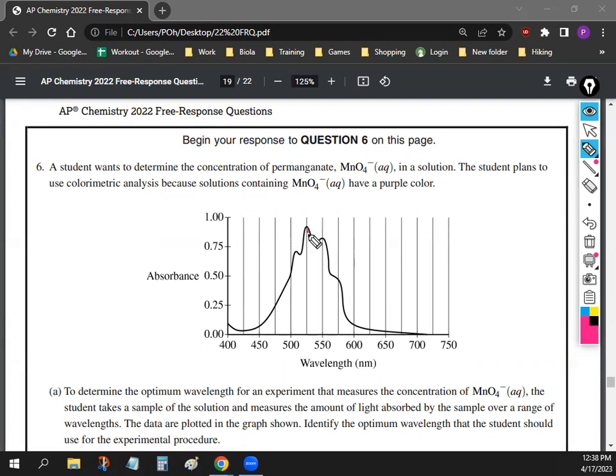Yeah, 525 is where the peak is. The peak is right here. So the optimal wavelength answer will be 521 nanometers. That's it.